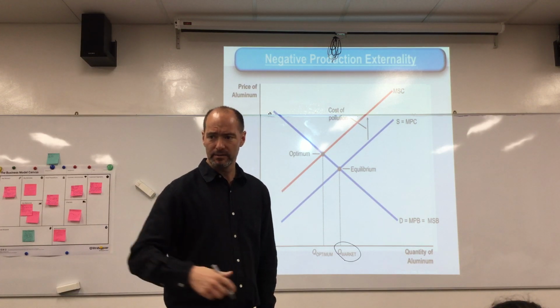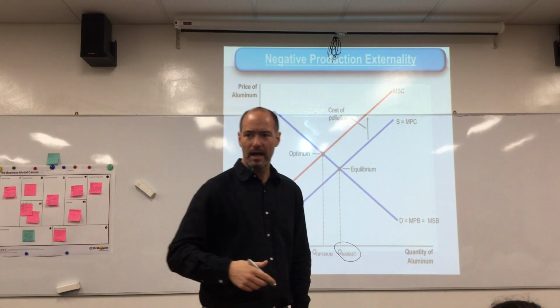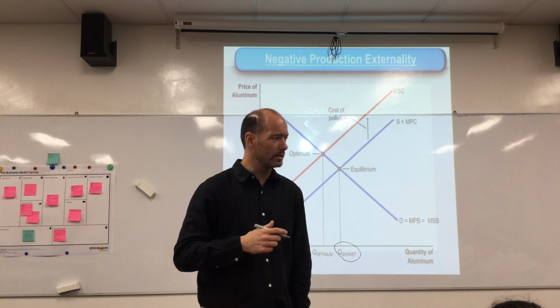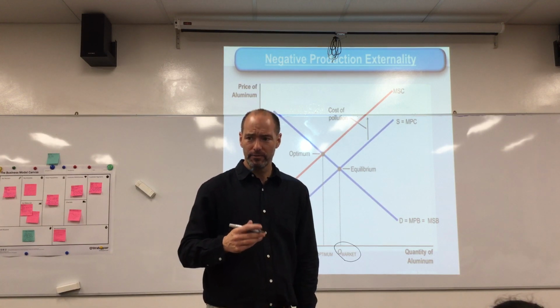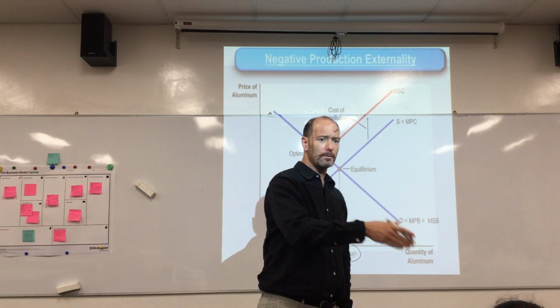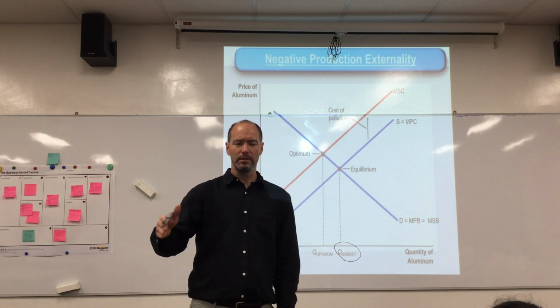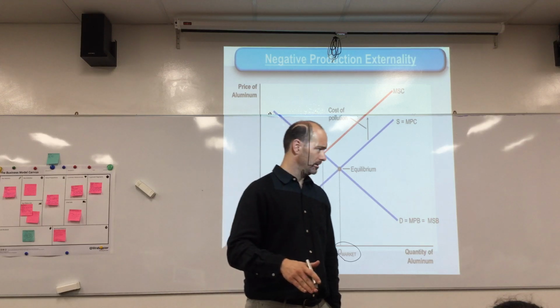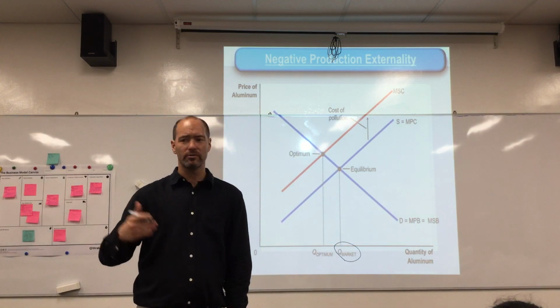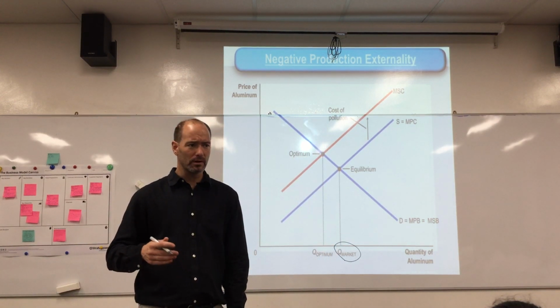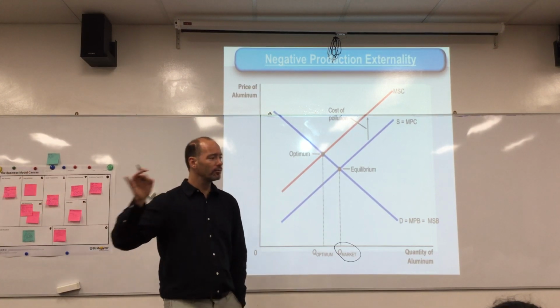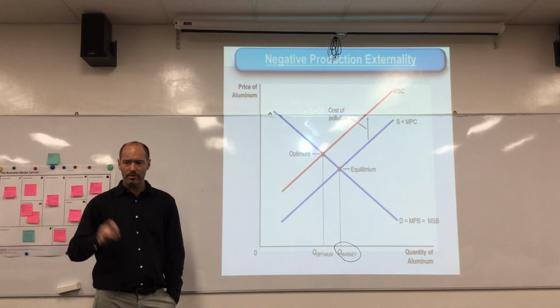They have to pay their land some rent, they have to pay their capital some interest, and they have to pay their workers a wage. But they don't account for the fact that when they produce the aluminum, it produces pollution, which causes people to get sick and go to the hospital, which is a cost to society, right? So part of the cost of producing aluminum is borne by third parties. Those third parties have to pay that cost.